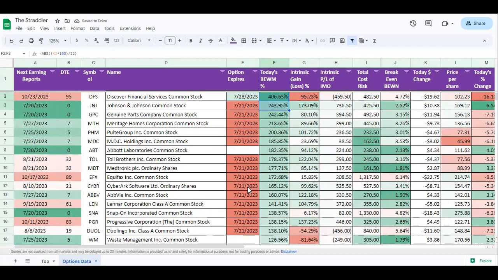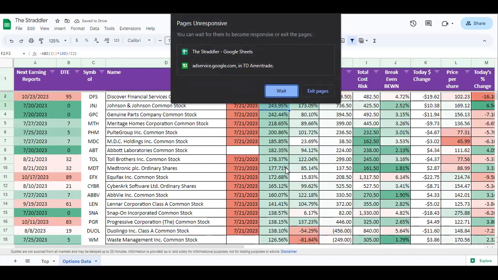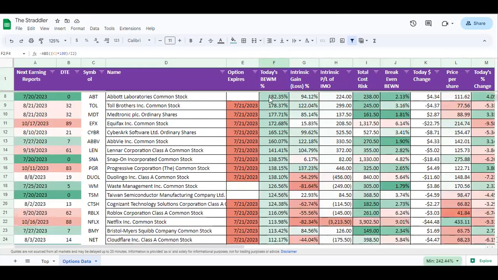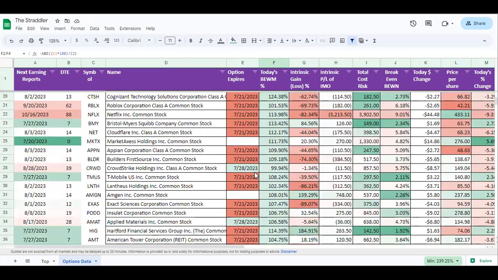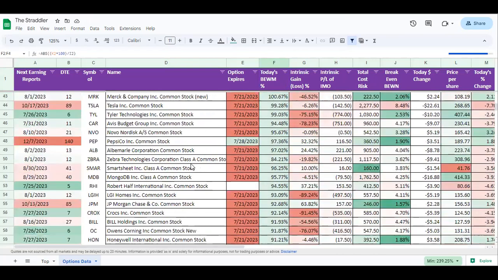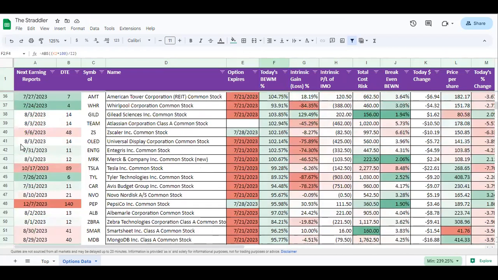This file is a little slow sometimes because it's doing a ton of things, querying current prices of companies, running formulas, doing conditional formatting. This Google Sheet's doing a lot, right? Google's trying to wait. There's a lot of these that are over 100%. It's basically almost all of these. It looks like it's the top 40 companies on here.